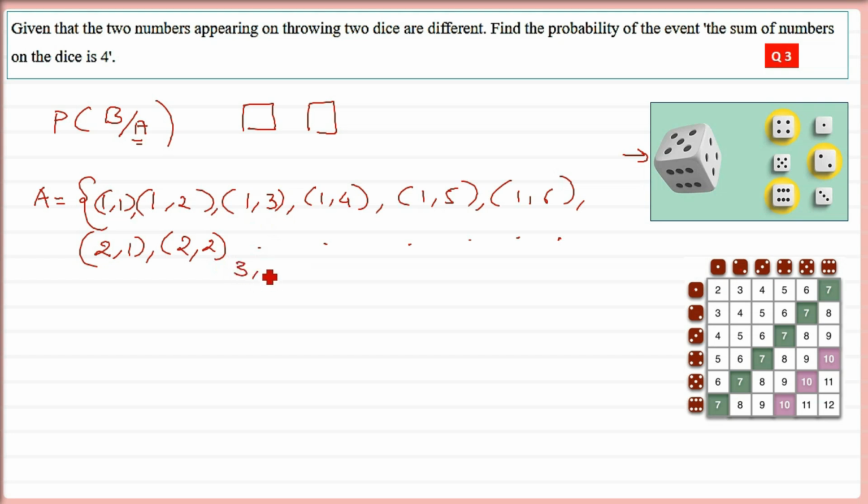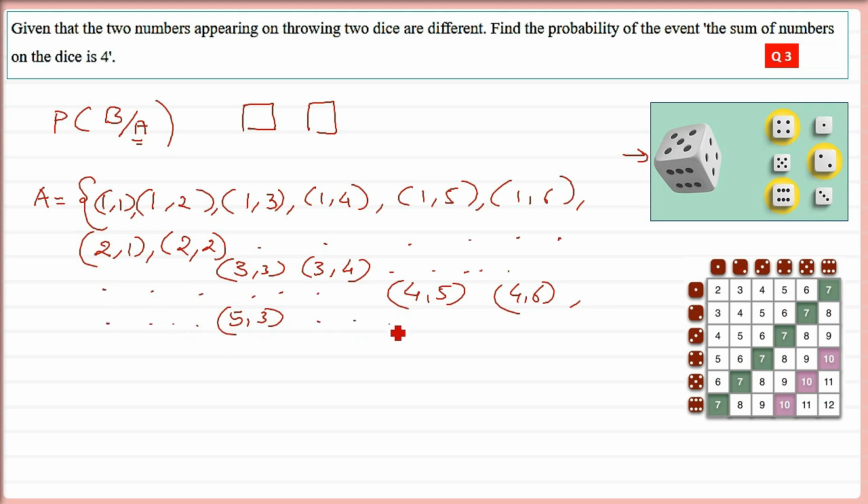How about 3? It will be 3, 1, 3, 2, 3, 3, 3, 4, 3, 5, 3, 6. I'm writing a few of them just to let you understand how it is going on. Then 4, 1 up to 4, 6, then 5, 1 up to 5, 6. The last one will be 6, 1, 6, 2, up to 6, 6. Now these are 36, 6 into 6. One die 6, another die 6. 6 into 6 is 36.